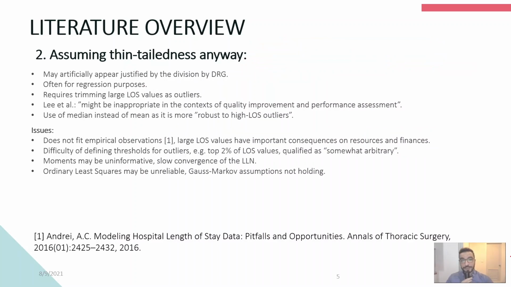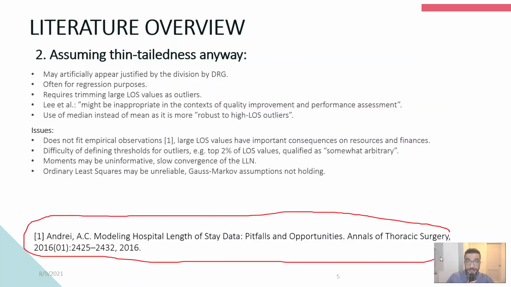Perhaps as a result of the division by DRG, another common practice is to use a Poisson, exponential, or Gaussian model. In other words, a thin-tailed random variable. This is often done for the purpose of linear regression. Sometimes this assumption is implicit through the use of z-scores to discard outliers. These models have led to some passionate debates in the medical literature. You can find an example in the paper I have cited here.